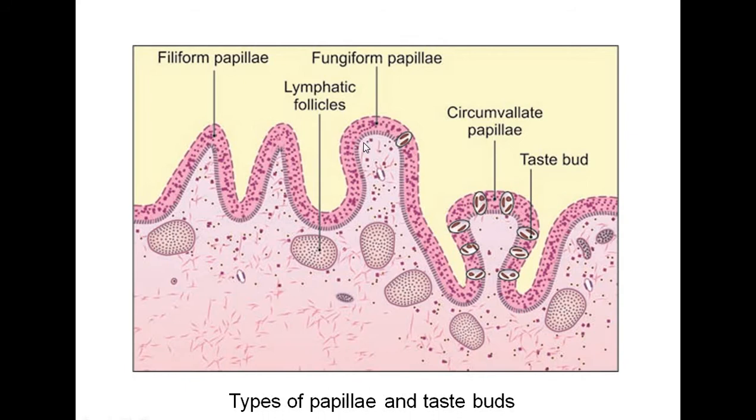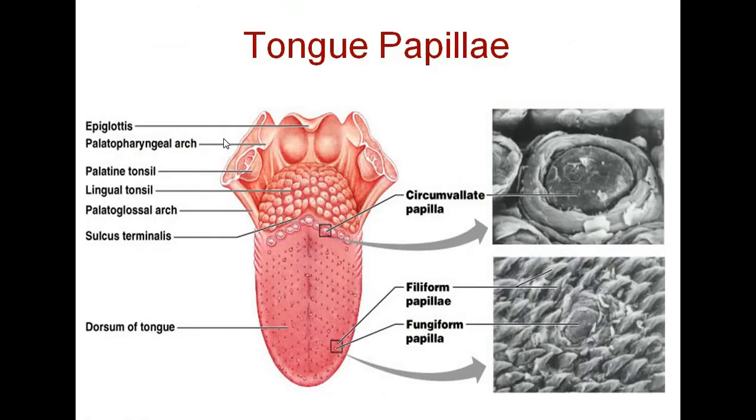The fungiform papillae are again having a conical head and a narrow base, and the taste buds are present over here. The filiform papillae are the smallest papillae which are conical in nature with a pointed apex, and taste buds are absent in the filiform papillae. Because of the presence of the filiform papillae, it gives a velvety appearance to the tongue. So here these are the conical shaped pointed filiform papillae.